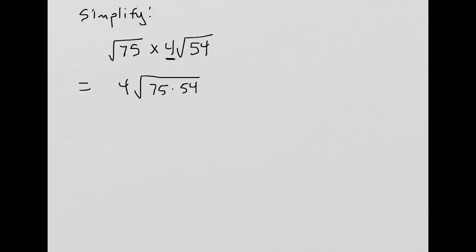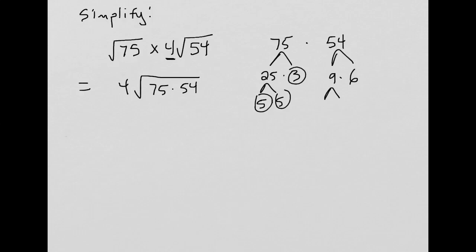And now what I want to do is I want to take that 75 and 54 and factor those both. So I'm going to do that over here. So 75 is 25 times 3 is one way to factor it. And then 25 is 5 times 5. Can't go any further with any of those factors. 54 is 9 times 6. And then 9 can be factored into 3 times 3. Can't go any further. 6 is 2 times 3. Can't go any further with those.